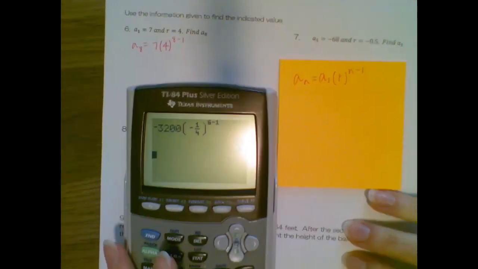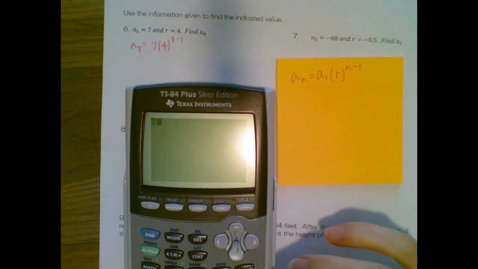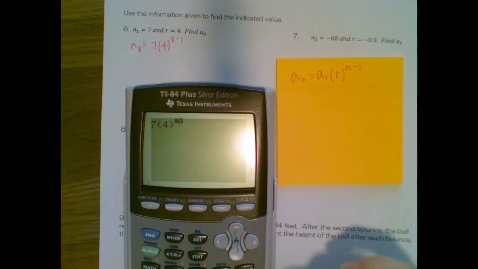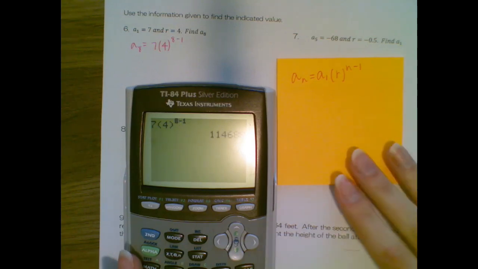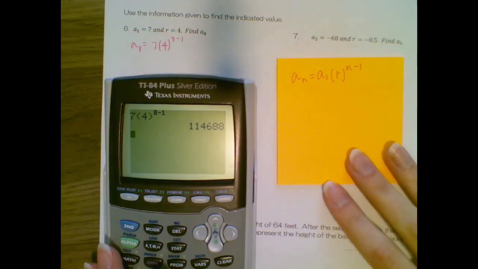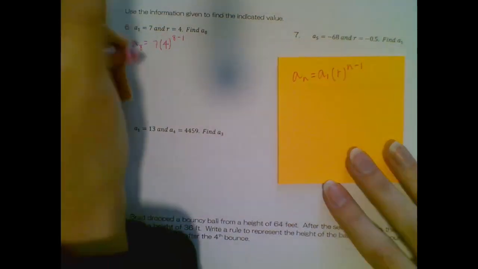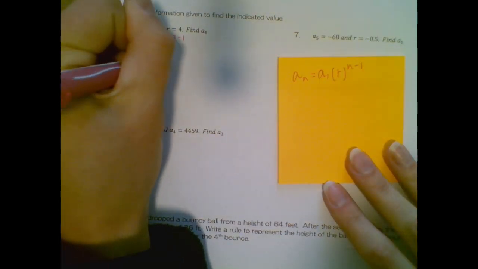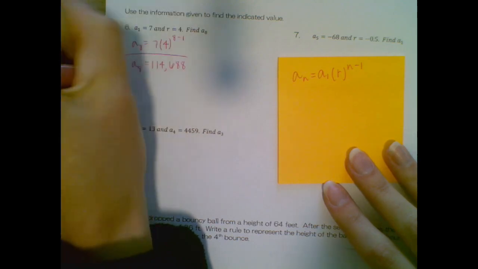Let's type her in. 7 times 4 to the power of 8 minus 1. Guys, remember in your calculator, your parentheses are your best friend, so make sure you use those parentheses. So I got a sub 8 equals 114,688.